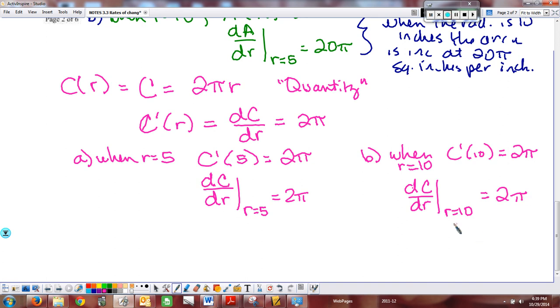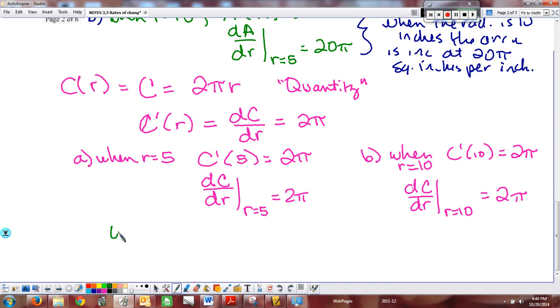Now, just as a comment about this, one way that you could also do this is you always want to reference when. So you could up here just go C prime of 5 equals 2 pi. Or you could say along the lines of when r equals 5, C prime of r equals 2 pi. So you could kind of do this. I don't really like that as much. I much prefer that if you're going to do the notation, you do one of these two if you're referencing a specific moment in time. All right, now let's do our interpretations.